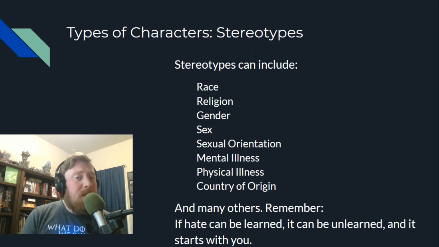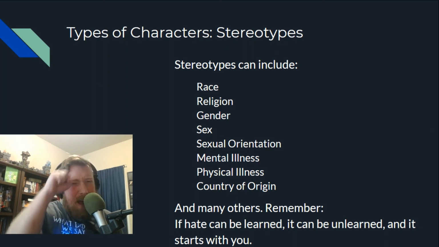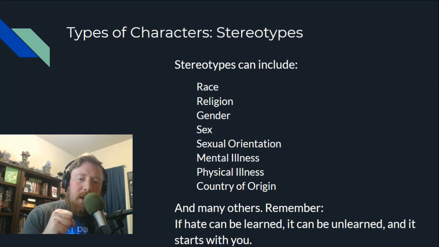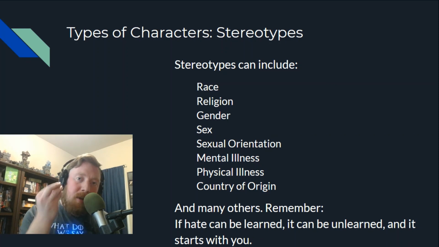The hope is this: if hate can be learned, if bigotry can be learned, and if ignorance is willful, like you have to try to be ignorant, okay, then you can unlearn all of those things. It's through learning and education, and it starts with you, okay? So, as we review major and minor characters, right? Foils, dynamic, static, flat, and round. All of them. Write them. Write all of them, but avoid the stereotypes. Do not be the student who falls into that trap, okay?